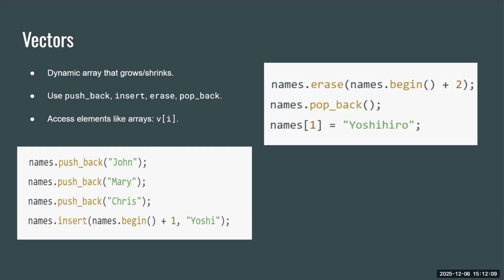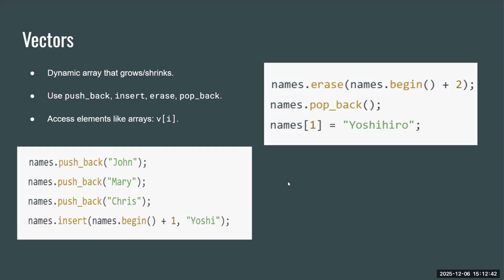Now let's look at the second example here. We demonstrate two additional operations, removing an element and replacing an element. To remove the third element, we use the erase method. Here again, begin plus 2 points to the element at index 2. This erase call removes Mary, and the vector automatically shifts Chris to the left to fill the gap. Now the vector would become John, Yoshi, and Chris.